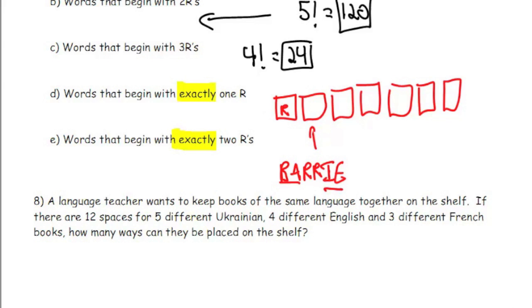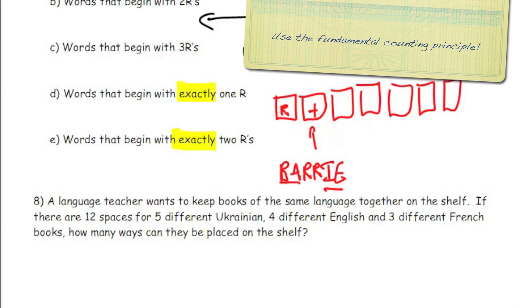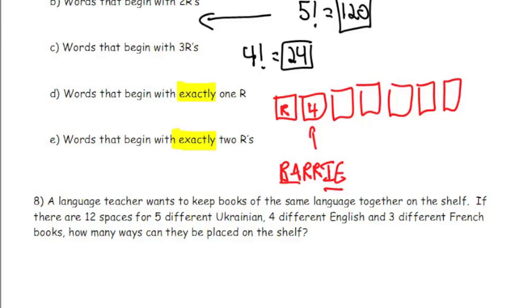and we have an r in the first box. However, we can't have an r in the second box. So if we take a look, B-A-R-R-I-E, if we can't have an r in that second box, there's only 4 other objects that can go in there. So there's really only 4 choices to choose from there.